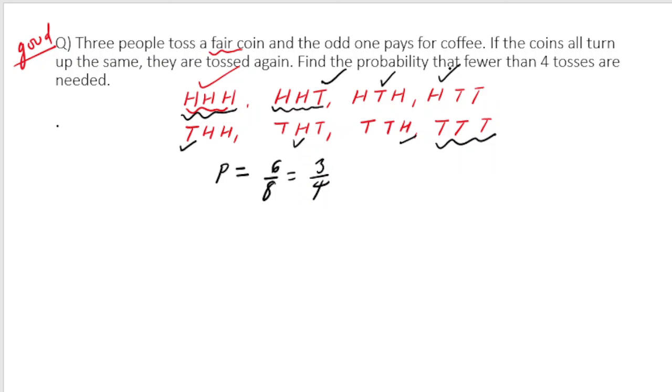So the question is, find the probability that fewer than 4 tosses are needed. It means we have to find the probability that the negative random variable x takes a value less than 4. Fewer than 4 tosses are needed. It means 3 people are tossing the coin, and in the first toss itself someone comes out to pay the coffee bill, because someone may stand out, or some odd one will have to pay.